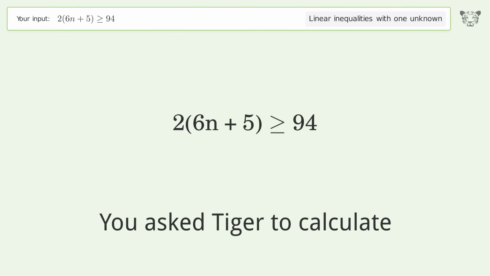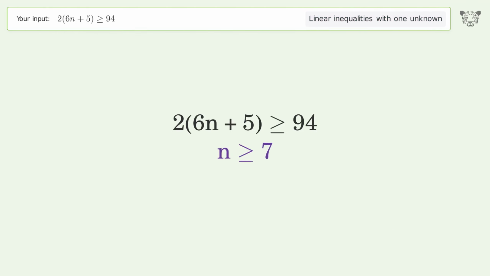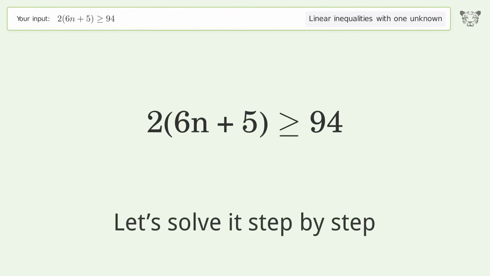You ask Tiger to calculate. This deals with linear inequalities with one unknown. The final result is n equal or greater than 7. Let's solve it step by step.